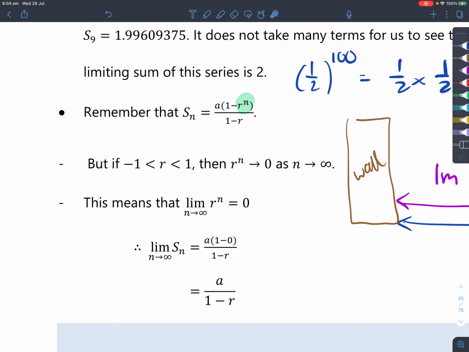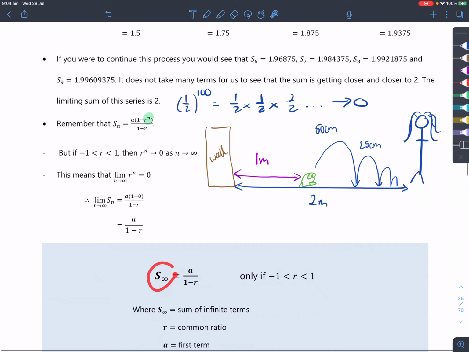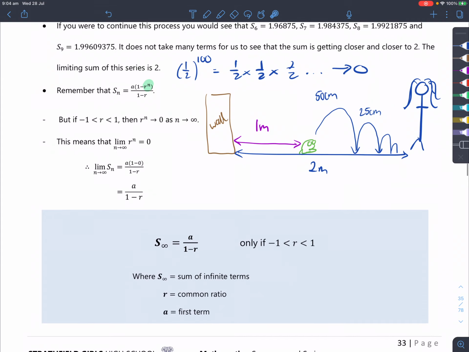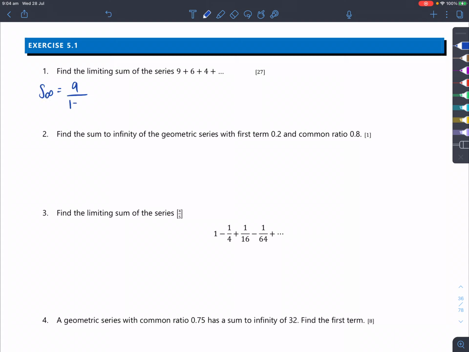Okay, and that's our formula here for limiting sum. The sum of infinite terms, given that the ratio is between -1 to 1, is a over 1 minus r. Okay, now moving on. I'm going to write that formula again and again and again. S of infinity is a over 1 minus r.